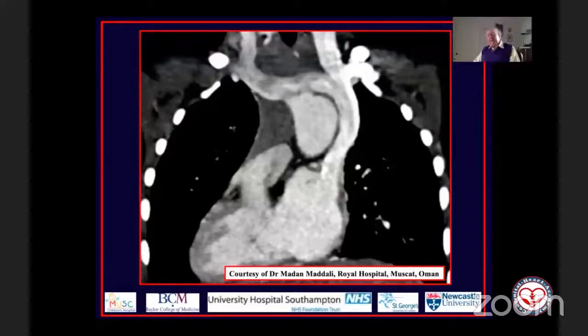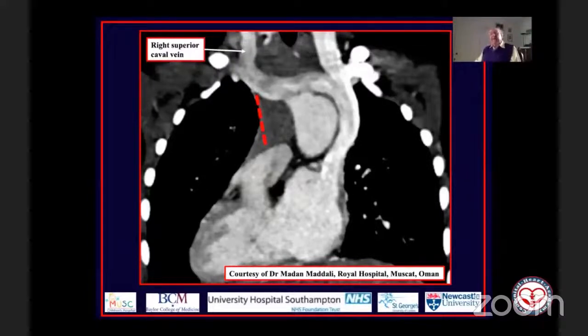Madan Madali and his colleagues who work at the Royal Hospital in Muscat in Oman. And this is an exquisite set of computed tomographic images that has been shared with me by Madan and his colleagues. And what you can see here very beautifully is that, again, we have the right superior caval vein, which does not connect to the morphologically right atrium.